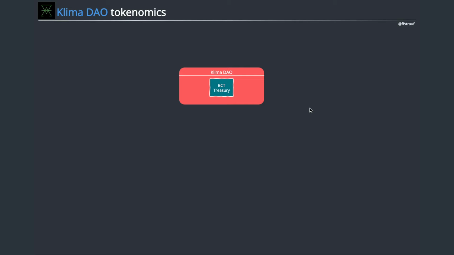And what Klima DAO, a lot of these are like Olympus DAO folks, and when they participated in Olympus DAO, they thought, hey, we could do something like this and utilize the ability of buying up assets by issuing tokens to buy carbon offsets, and with that create a huge demand for these offsets.